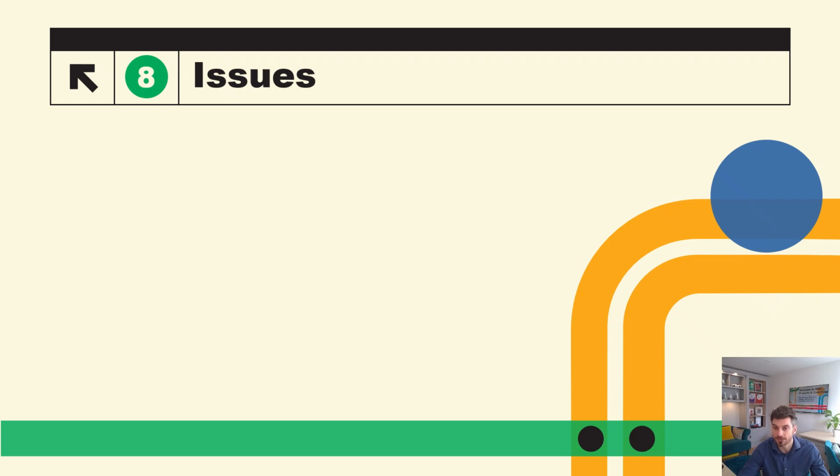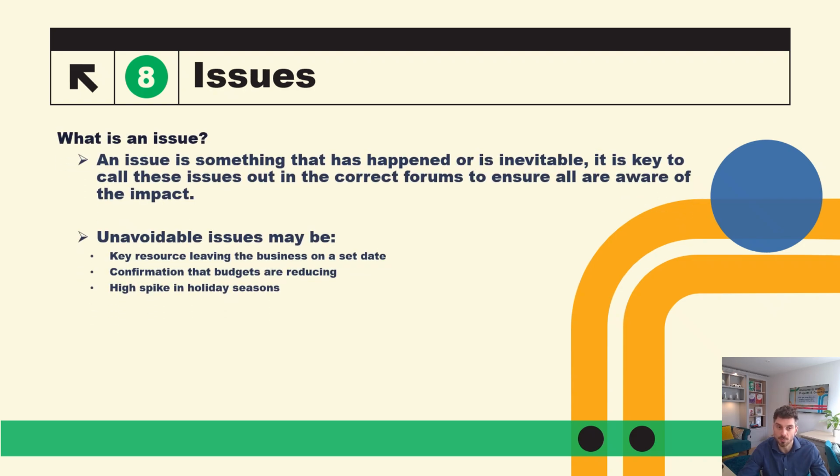Let's have a quick look at issues. So what is an issue? An issue is something that happened or is inevitable. It is key to call these issues out in the correct forums to ensure all are aware of the impact.